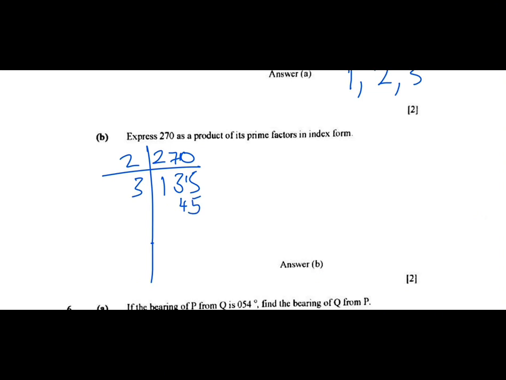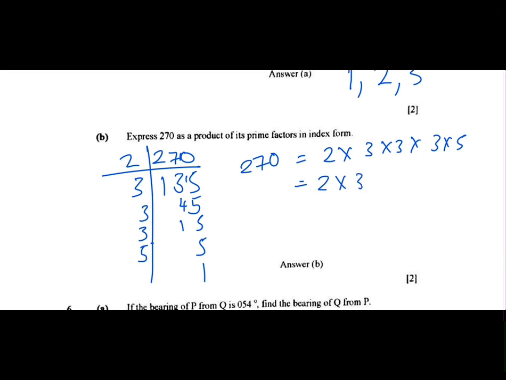135 divided by 3 gives us 45. Then we divide 45 again by another prime number, 3. 3 into 45 gives us 15. 15 is an odd number, we divide by 3. 15 divided by 3, 5. 5 divided by 5, 1. So 270 can be written as 2 times 3 times 3 times 3 times 5, which can also be expressed as 2 times 3 to the power 3 times 5, or 2 times 3 cubed times 5.